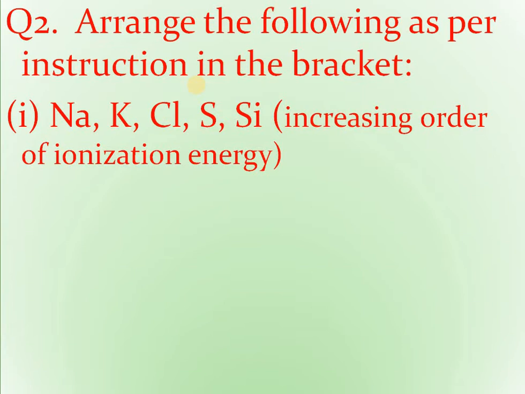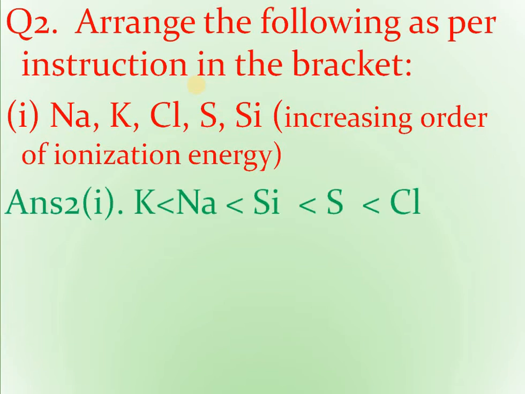Now if you take the period, sodium, chlorine, sulfur, silicon are in the same period, but potassium is below, in the next group. So you have to see which has the maximum size. Maximum size is for K. They ask about ionization energy increasing. So K has minimum ionization energy, and chlorine has minimum atomic size, so maximum ionization energy. This way we have to do the questions.